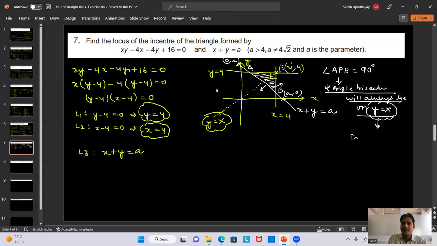So basically, the incenter will always lie on y equal to x. That will be the locus of the incenter. Somewhere here it will be. This will be our incenter, and it will always lie on the y equal to x line. So I hope this is clear to all of you.